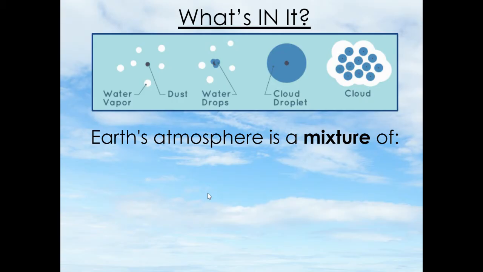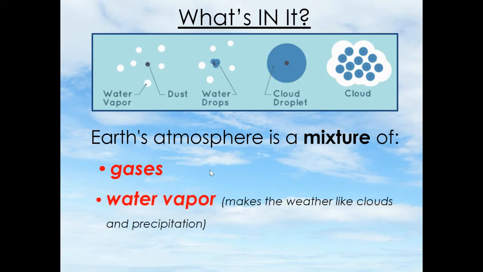So, what's in it? Earth's atmosphere is a mixture of a variety of gases. Water vapor. This makes the weather, like clouds and precipitation. And dust.